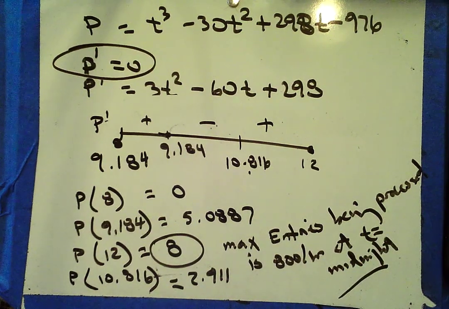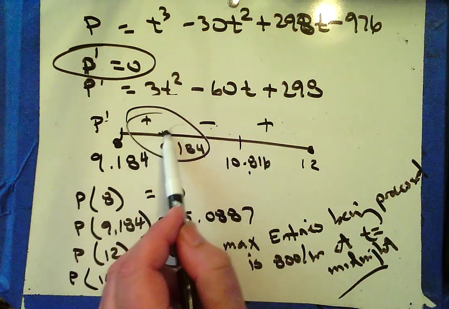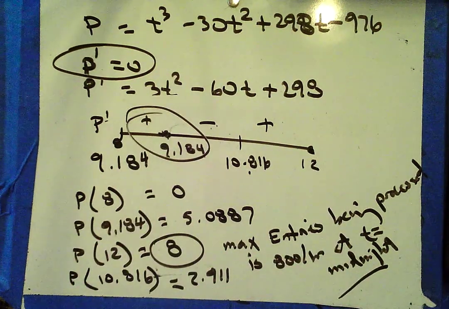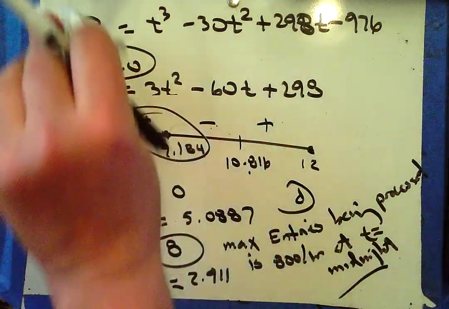Not here where there was a max, but this was actually at an endpoint. So don't forget, maxes can occur at endpoints. And that was part D. And we're all done with number 7. Let's take a look at number 8.